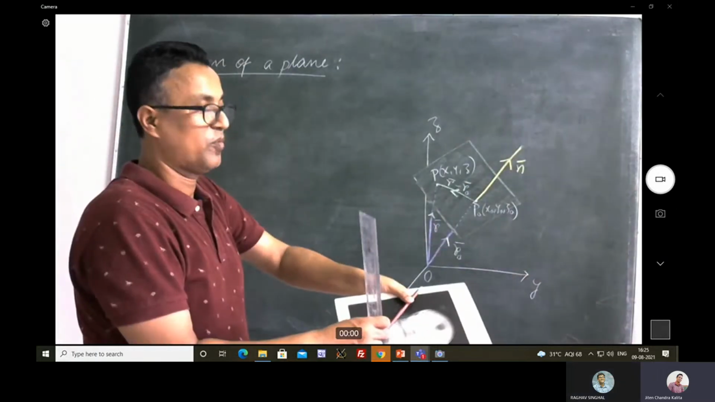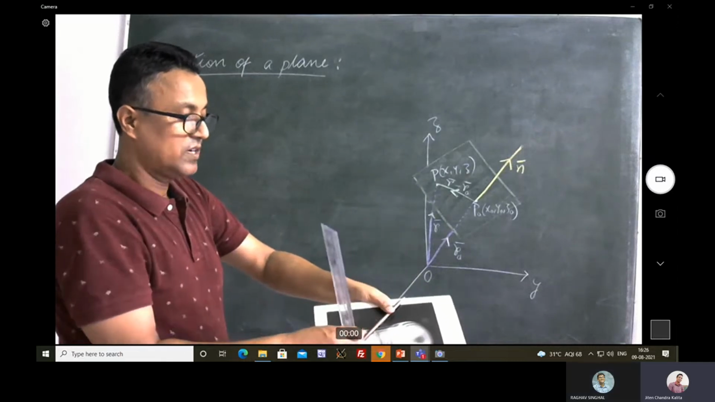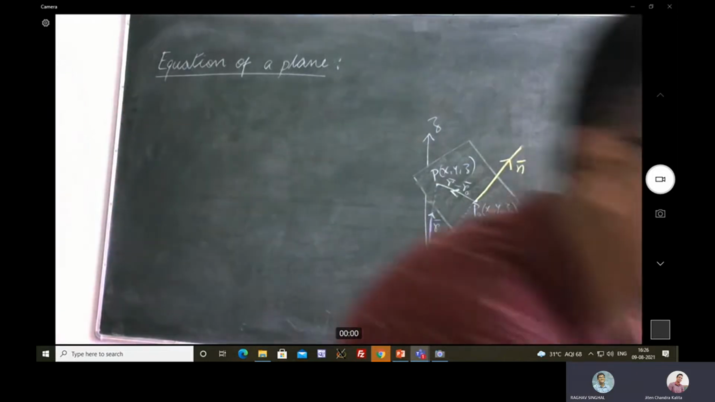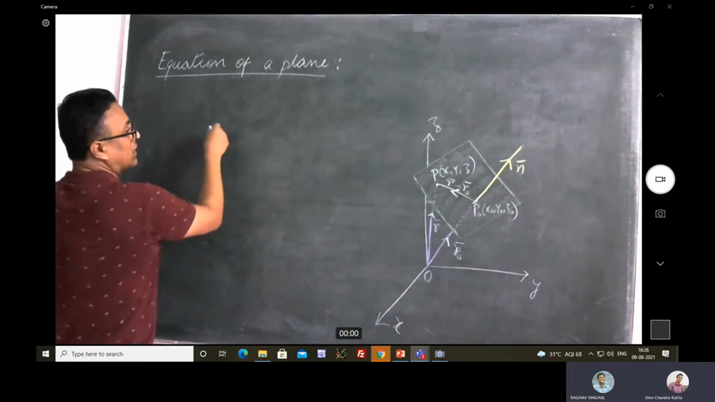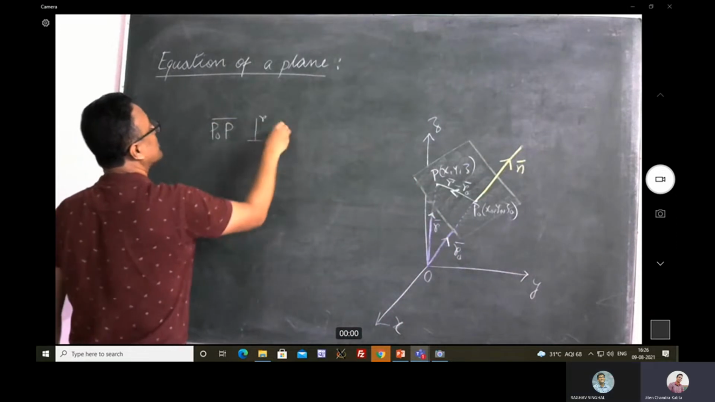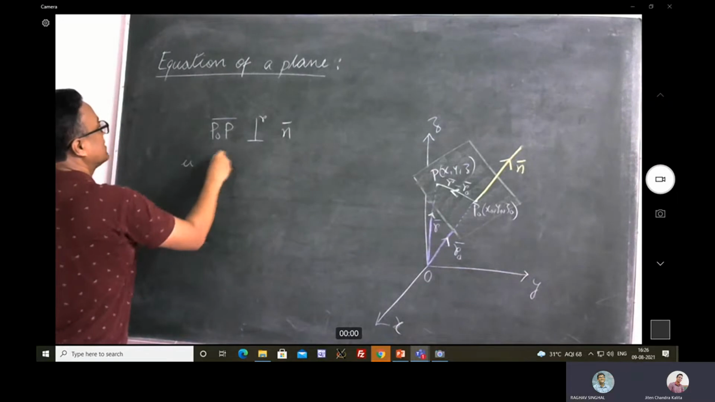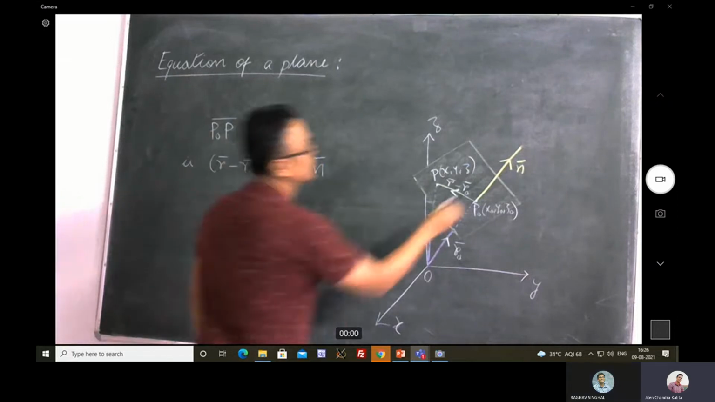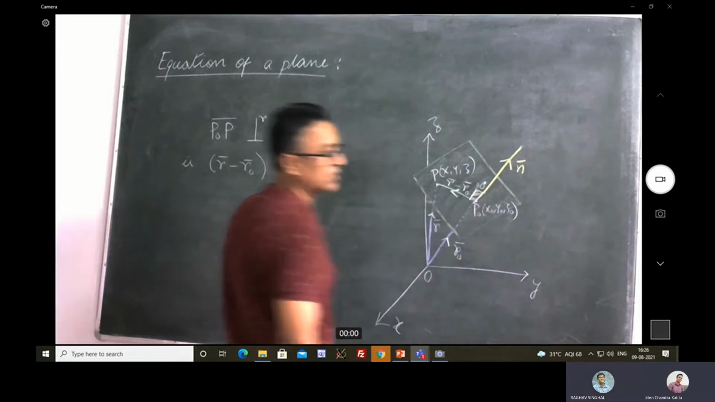So then I have this normal, and obviously this vector is going to make an angle of 90 degrees with the normal. So what is happening out here? Obviously, the vector P naught P, which is r minus r naught, is perpendicular to N. So this angle is 90 degrees.